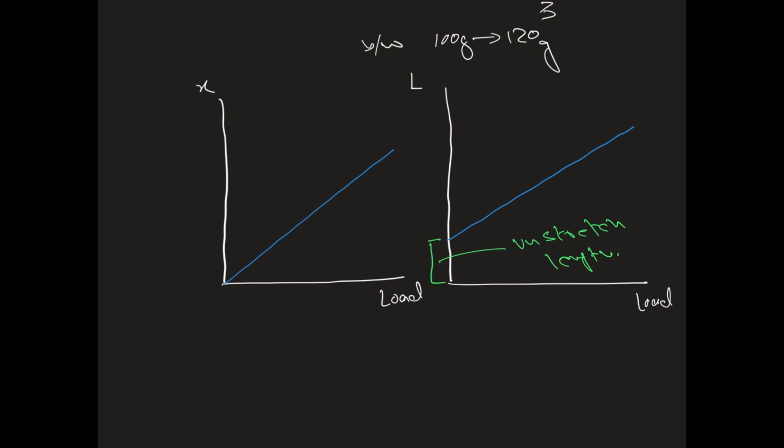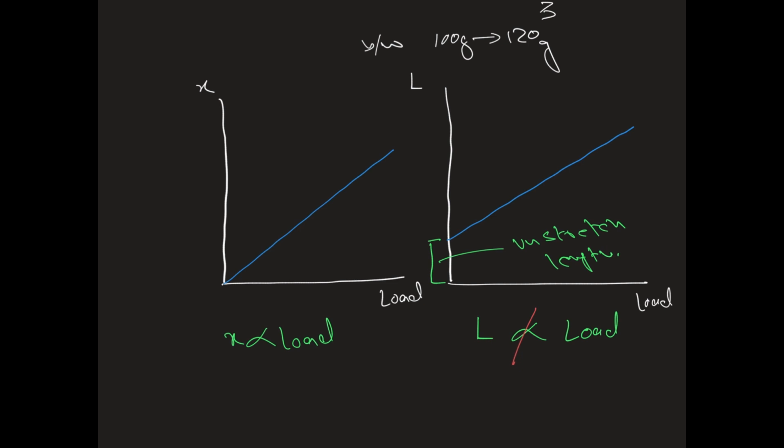So this graph clearly shows that extension is directly proportional to the load, because the graph is a straight line that passes through origin, but length is not directly proportional to load, because the length load graph does not pass through origin. So you have to keep this in your mind when you are solving the question.